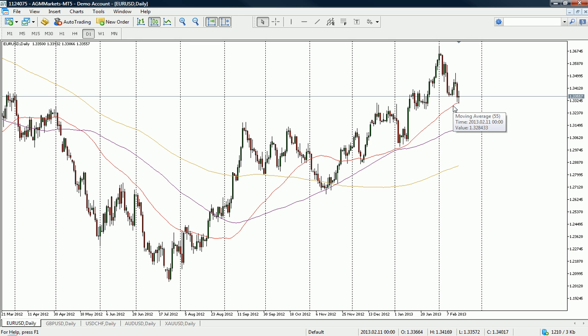For any new followers, we have three moving averages in each of these charts. The red one is a 55 simple, the purple is a 100 simple moving average, and the gold is a 200 simple moving average. The time frames that we're going to look at mainly are daily, 4 hour, and 1 hour.